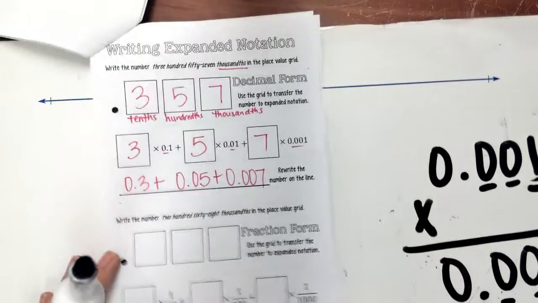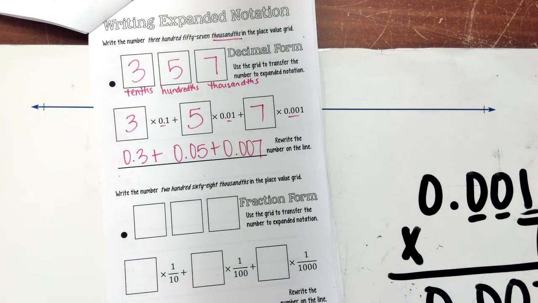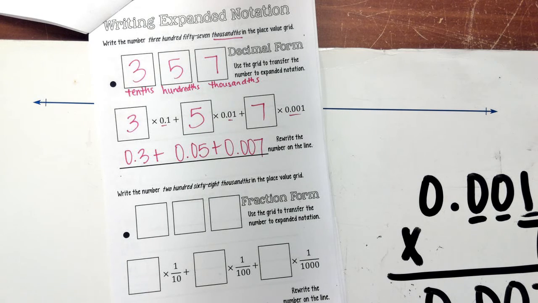So we're going to go and look at it in fraction form. So we're going to look at a different number. Go ahead and write the number 268 thousandths in the place value grid. Pause it, write it, see what you can do on your own.